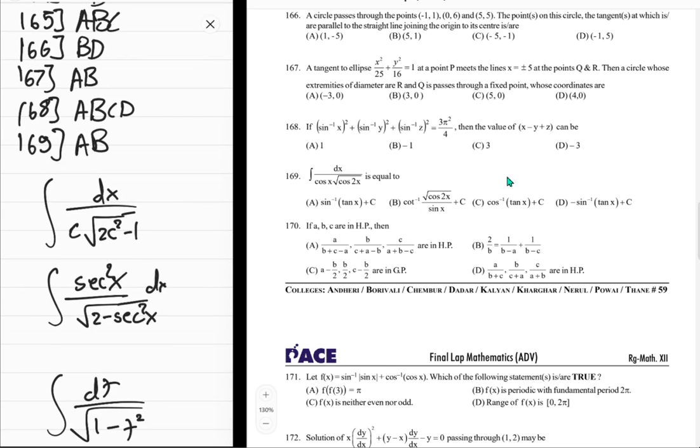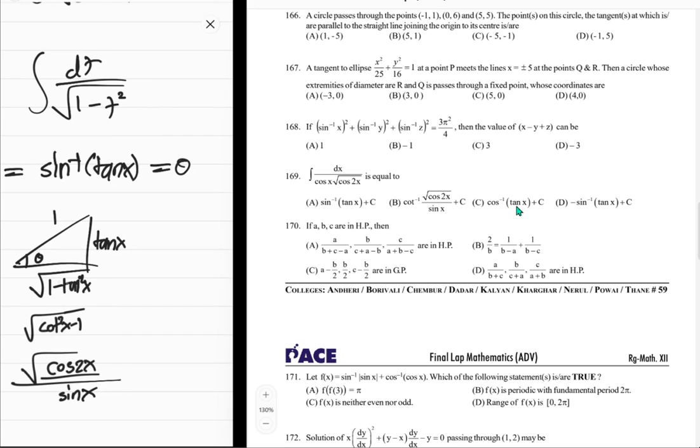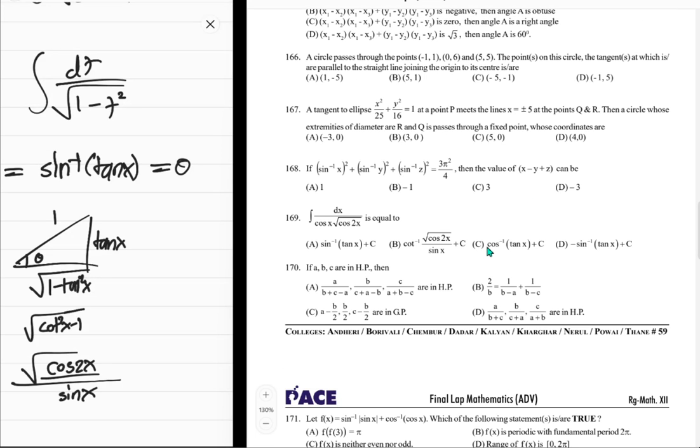And what else, cosine inverse of tan x, but what is cosine? No, it's not like that. It's cosine inverse of square root of minus tan. Yeah, so this doesn't work. Negative sine inverse of tan x. No way. My option didn't come.